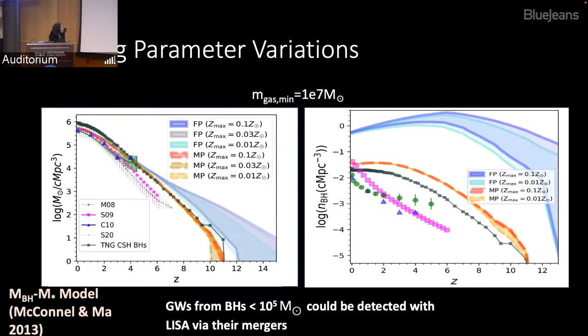Then showing the mass density evolution results for the same lenient mass cut on the previous slide, it's showing that above redshift 7, the primary mass density contributions are coming from the less heavy black holes below 10 to the fifth solar masses. That underscores the importance of LISA being able to detect gravitational waves from their mergers. And below redshift 4, the models are underpredicting with respect to TNG, which is as expected since we're seeding in lower mass hosts.